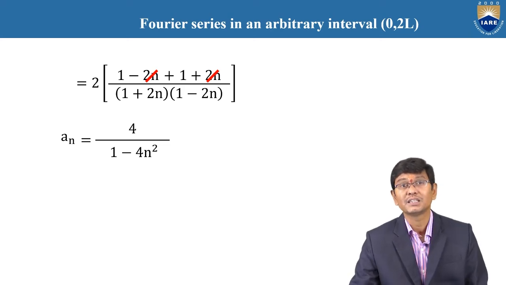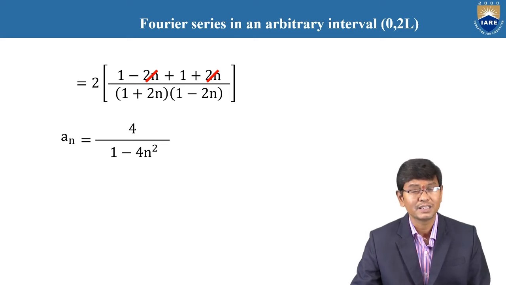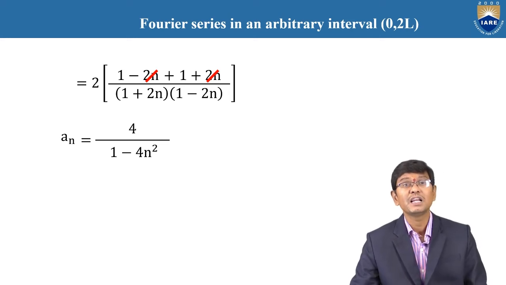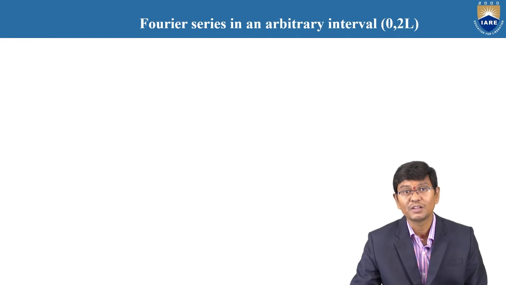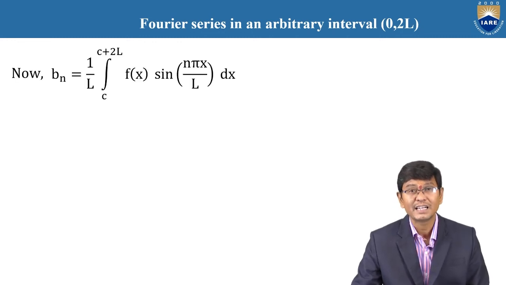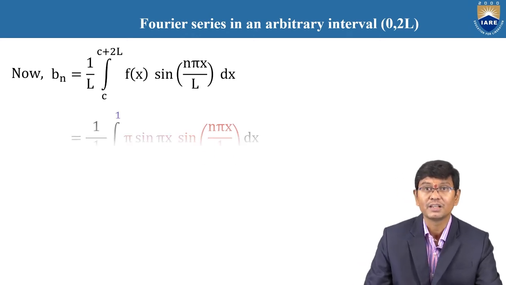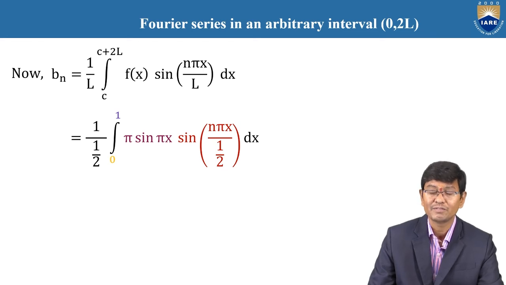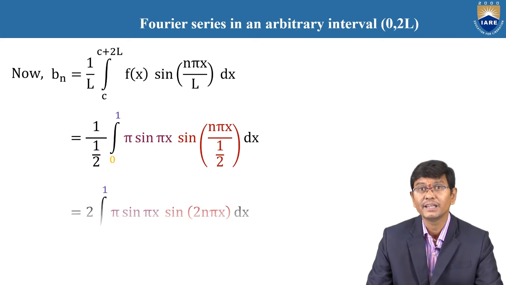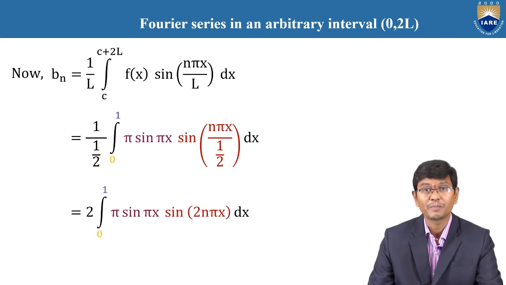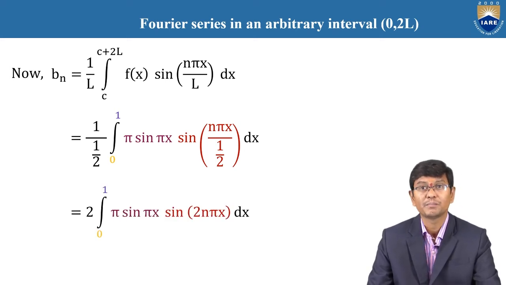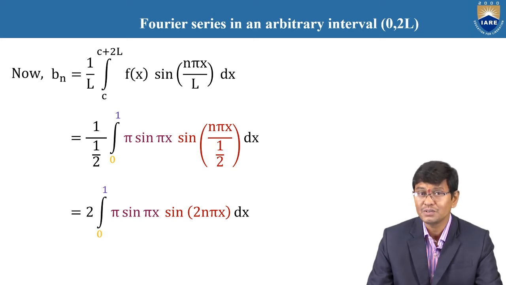Now we will discuss the required value of b_n. Similarly, here the value of b_n is equal to the formula 1 by L into the integral from c to c plus 2L of f(x) sin(nπx by L) dx. And here we know that L is 1 by 2, and f(x) is equal to π sin πx. Simplifying, you obtain 2 into the integral from 0 to 1 of π sin πx into sin 2nπx dx.